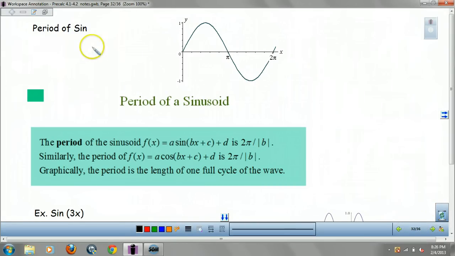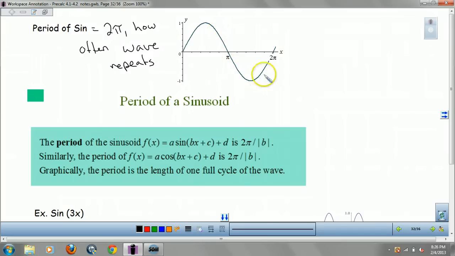Let's talk about the period of sine. The period of sine is usually 2 pi. That's how often the wave repeats. You can see we go up, we go through pi, down, hit 2 pi, then we go up, down, then that'd be 4 pi, up, down to 6 pi. So it repeats every 2 pi.